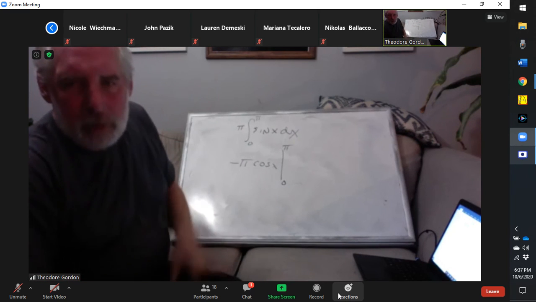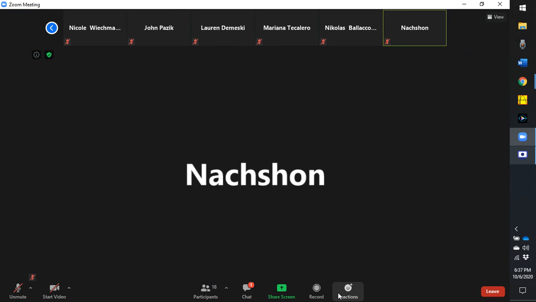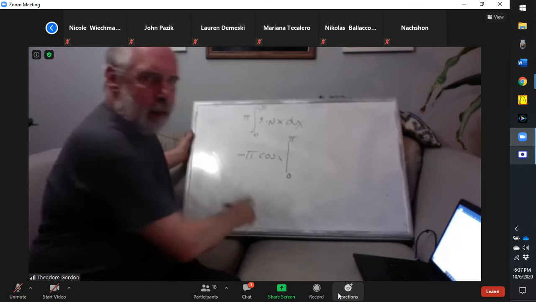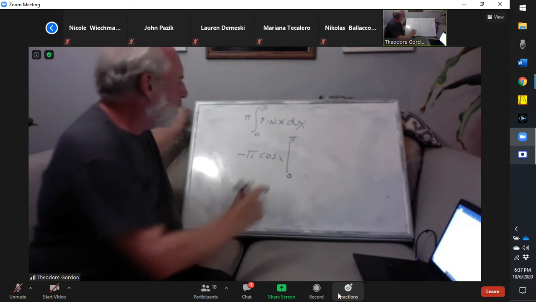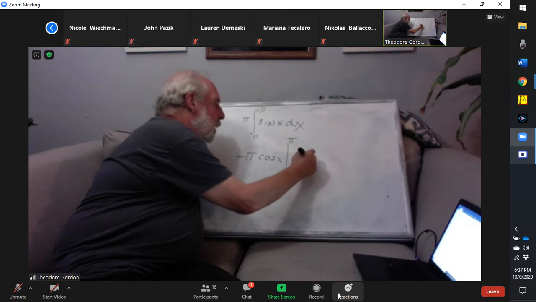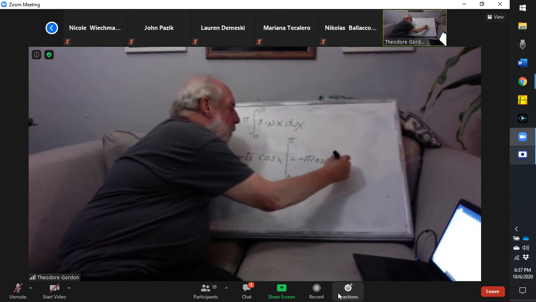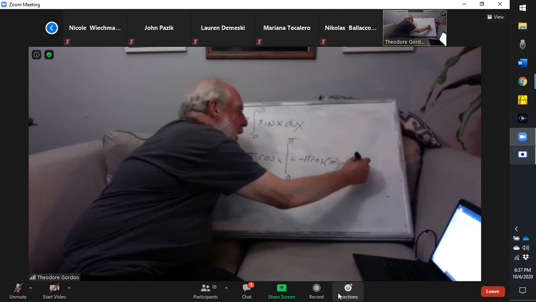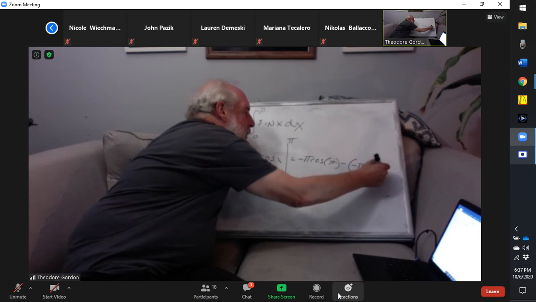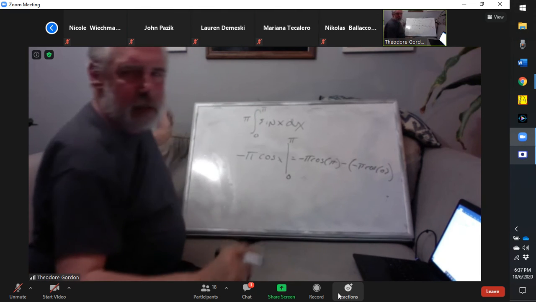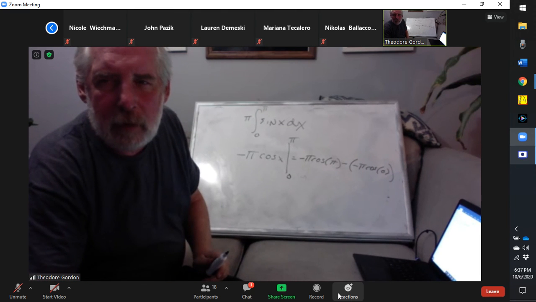So that takes us through the calculus part. Next step is to plug in the numbers. Top goes in first. So we get negative pi cosine of pi minus negative pi cosine of 0. So here's a case where 0 doesn't give us 0.